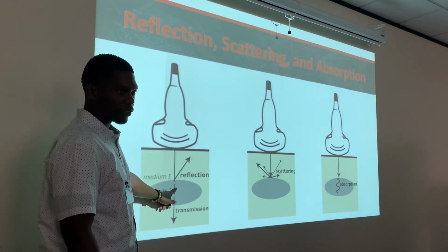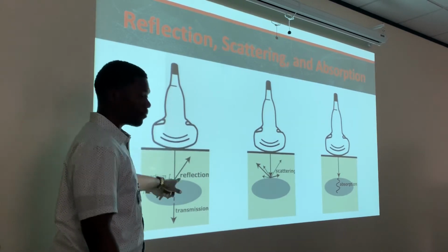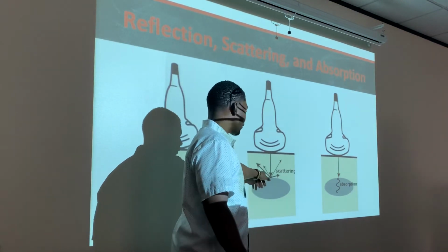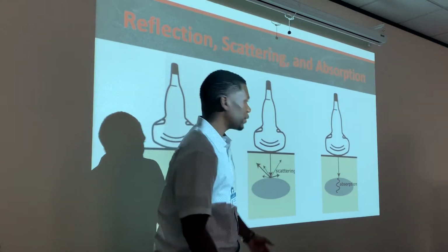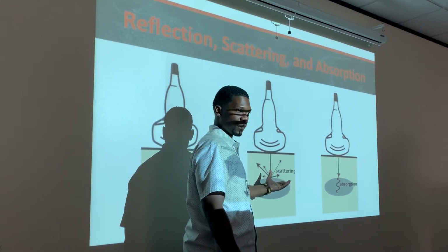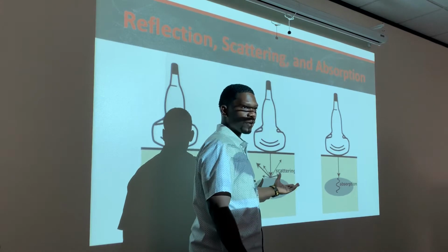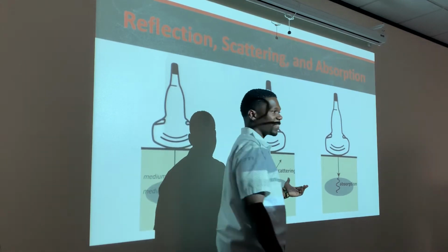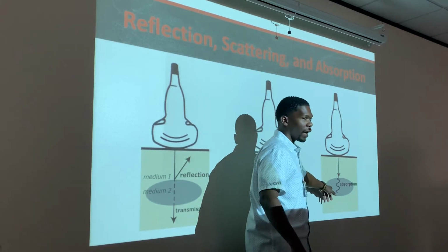Boom, go down, hit the structure. May come back to the transducer. It may not. Next one is going to be scattering. These reflections are low intensity. They're not even going to make it back to the transducer, such as when you're looking at the lungs, for example. Or we're talking about Rayleigh scattering. What structure is that? Red blood cells. And the last one would be absorption.